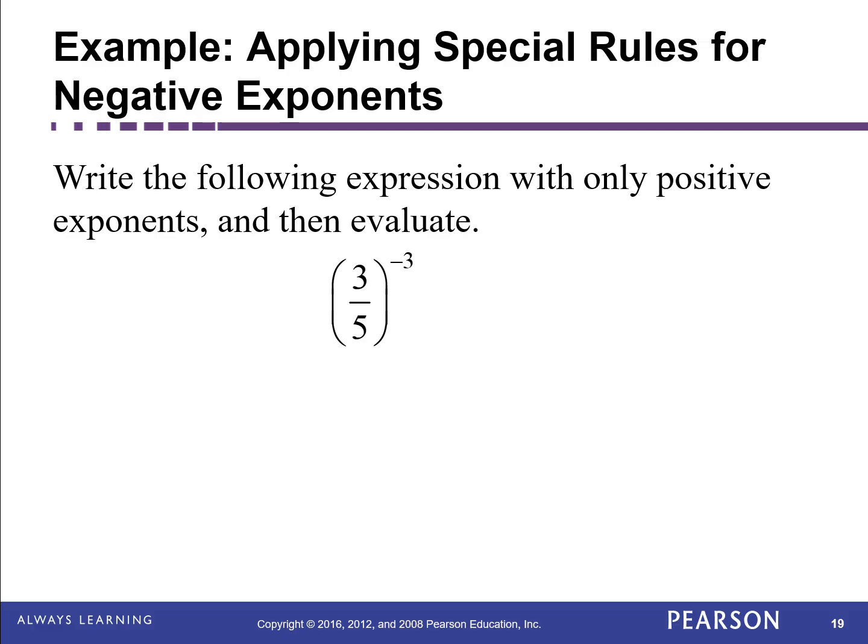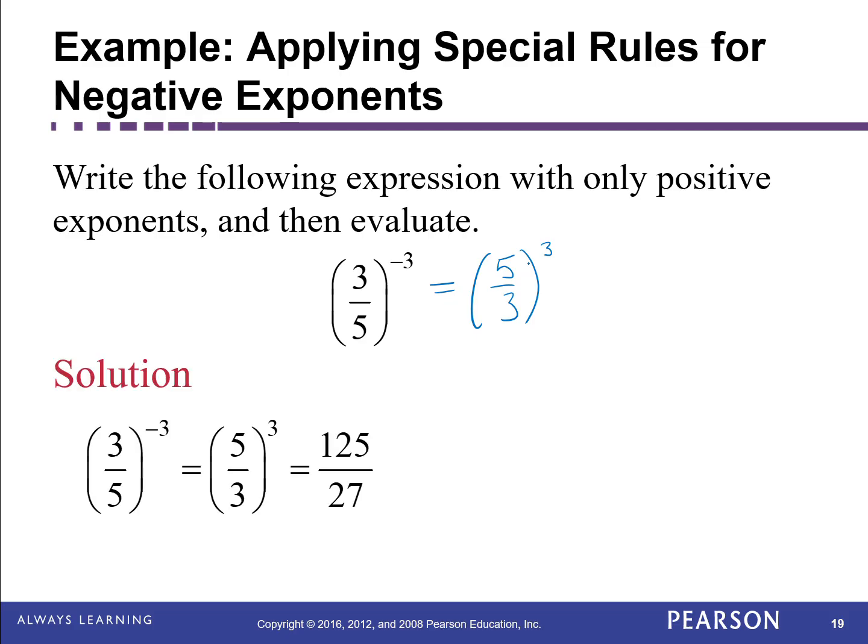Let's write the following expression with only positive exponents and then evaluate. Let's see here. I have a negative exponent here outside. It's 3/5 raised to the negative 3, or negative 3rd. Now, I could use my property and just flip it, 5/3 raised to the positive 3. That's perfectly fine. And then this is basically the same thing as 5 to the 3rd power over 3 to the 3rd power. 5 to the 3rd power is 125, and 3 to the 3rd power is 27.